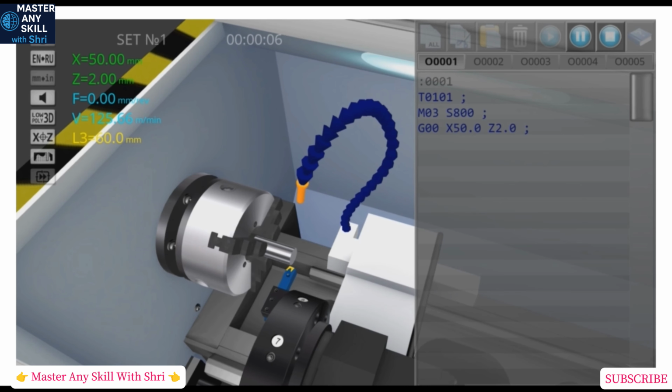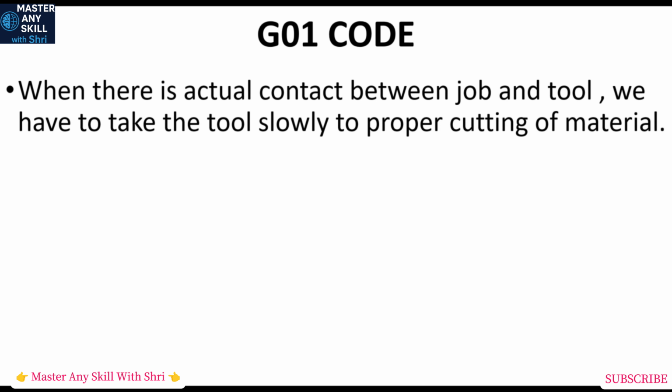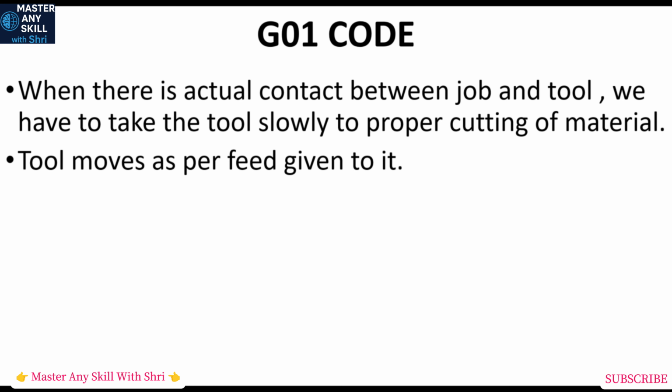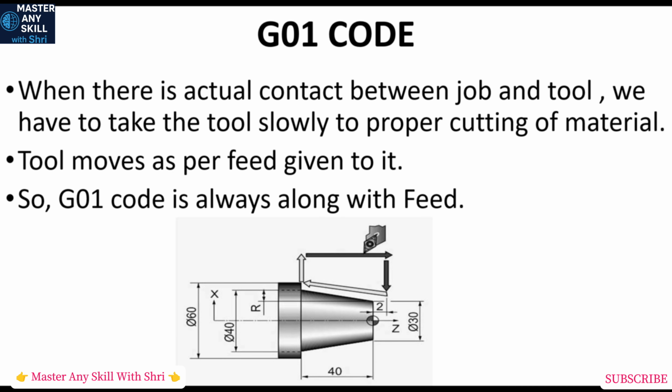Our next code is G01. So whenever tool is cutting material, at that time we have to use G01 code. So during actual cutting, we have to move tool slowly with the help of G01 code. And how slow it has to move is given with the help of feed. That means what will be the cutting speed of tool is given with the help of feed.